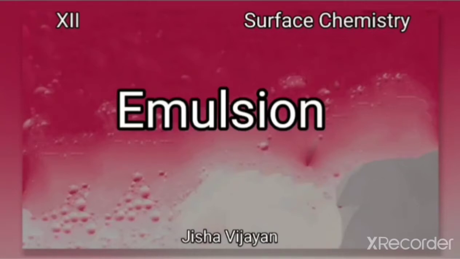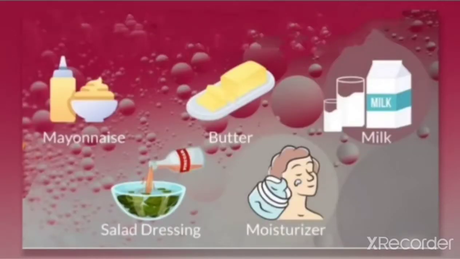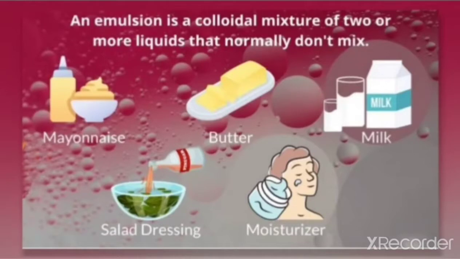Hello students, in this video we are going to discuss a colloidal solution which is called an emulsion. In our day-to-day life we come across different types of emulsions like milk, butter, moisturizers, mayonnaise, etc. So what is an emulsion? An emulsion is a colloidal mixture of two or more liquids that normally do not mix. So let us discuss more about emulsion in this video.